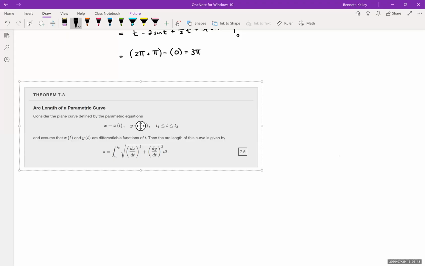All right, so next we want to do arc length. Remember that arc length previously, when f of x was given, we just had that arc length was the integral from a to b of the square root of 1 plus f prime of x squared dx.